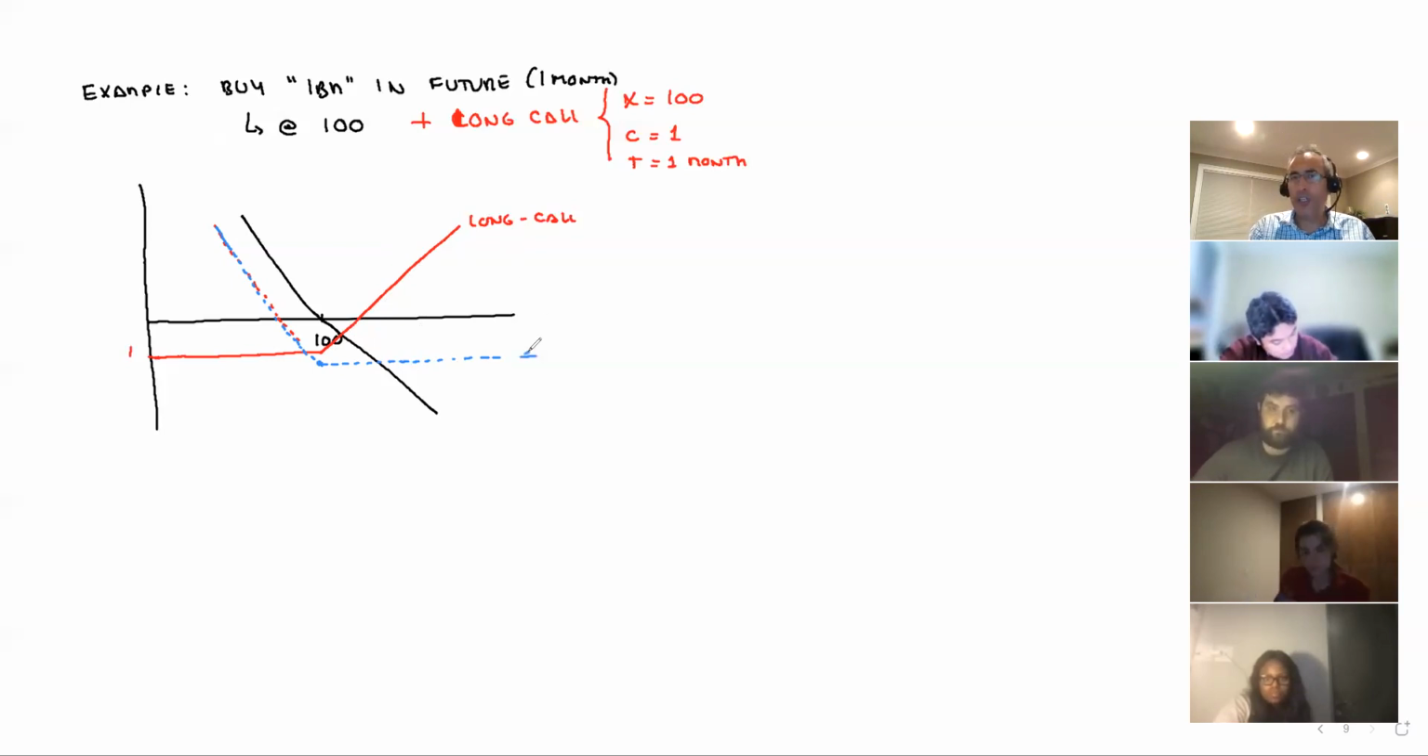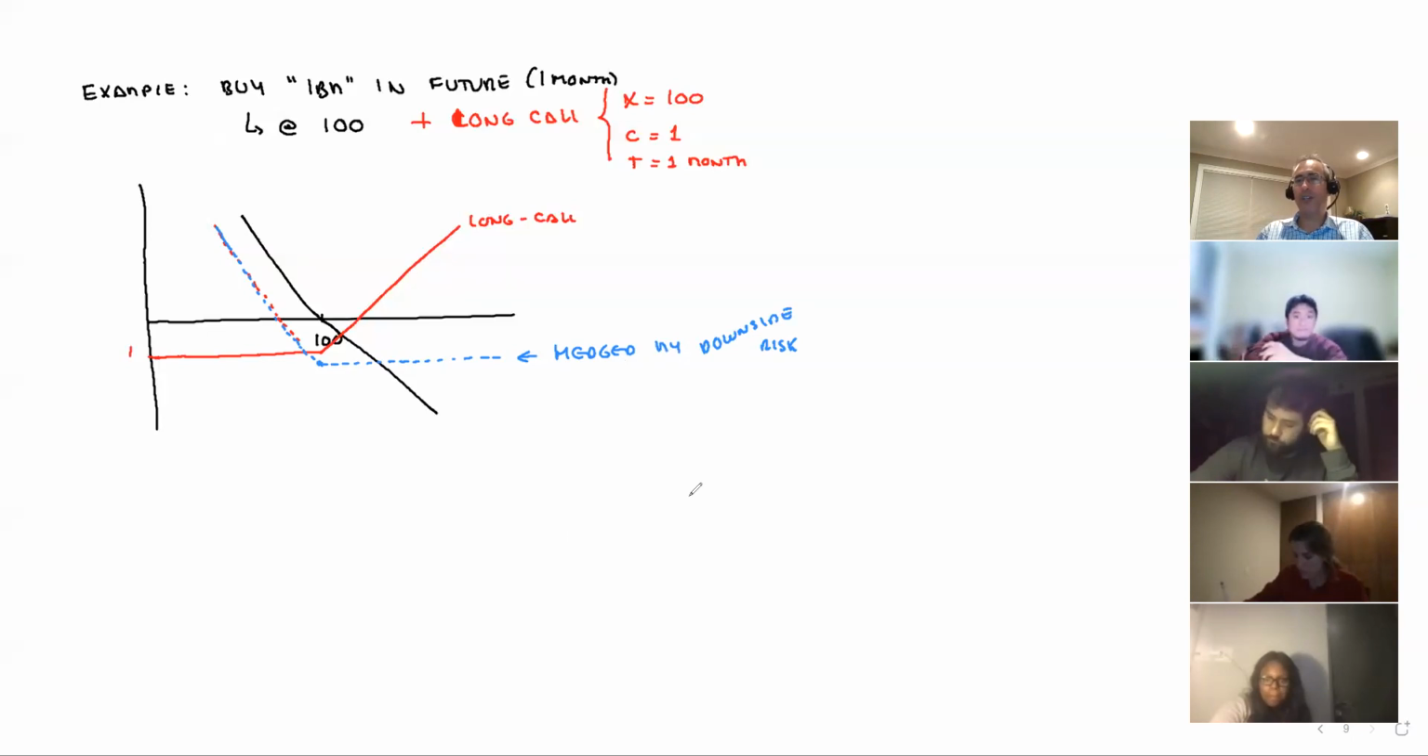So what I've done is I've hedged my short position. Do you agree, guys? No, short risk, my downside risk. What I'm talking about is short risk, downside risk. You have hedged your position. Make sense? So homework.